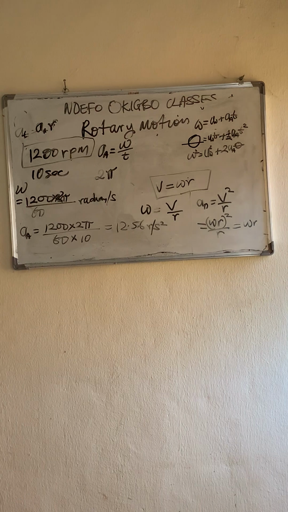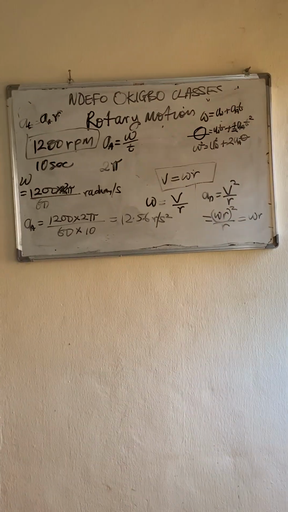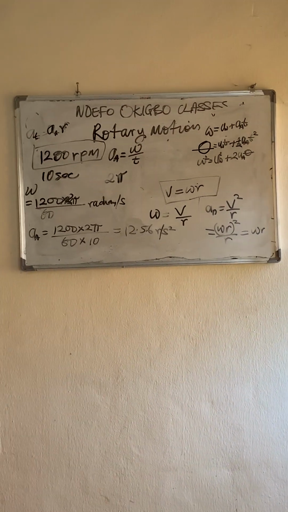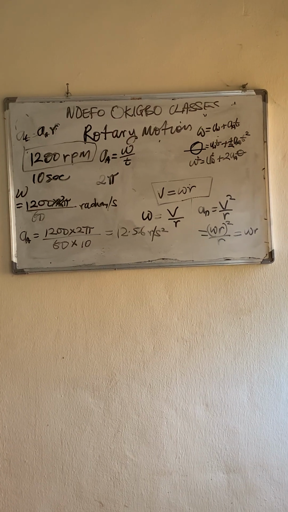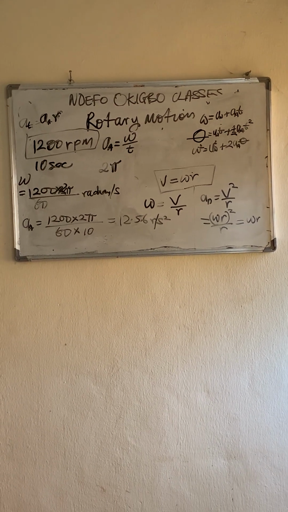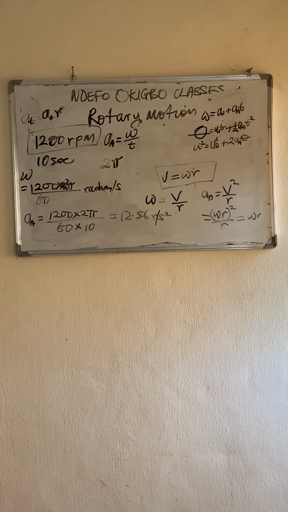A rotating part of an electric motor on starting achieves an angular velocity of 1,200 revolutions per minute in 10 seconds. Determine the angular acceleration of the rotating part of the machine.